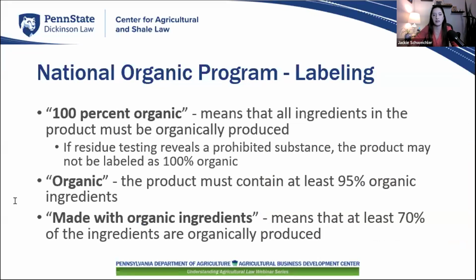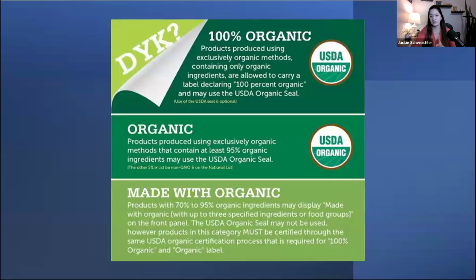If it says 100% organic, that means that everything in the product has to be organically produced. So if any testing reveals a prohibited substance, it can't be labeled as 100% organic. And then if it's labeled organic, it has to have at least 95% organic ingredients. And then, of course, if it's made with organic ingredients, it has to have at least 70% organic ingredients. This is just a nice graph published by the USDA that says what I just said on that last slide, but it's helpful if you want to save this picture somewhere.